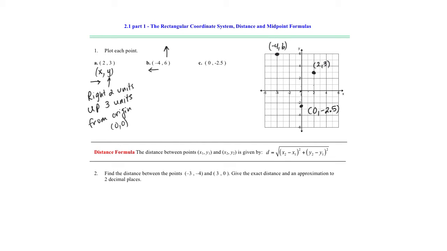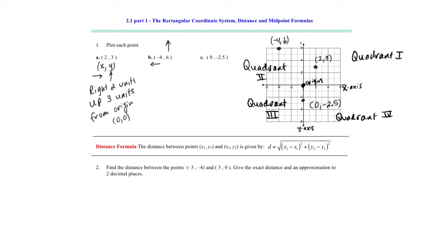So from the origin when we're plotting points, the x tells you left or right, the y tells you up or down. And just a little bit of vocabulary. This section of the graph up here in the upper right corner is called quadrant 1, and then we have quadrant 2, quadrant 3, and quadrant 4. So our first point (2, 3) was in quadrant 1. (-4, 6) is in quadrant 2, and the point (0, -2.5) is on the y-axis.